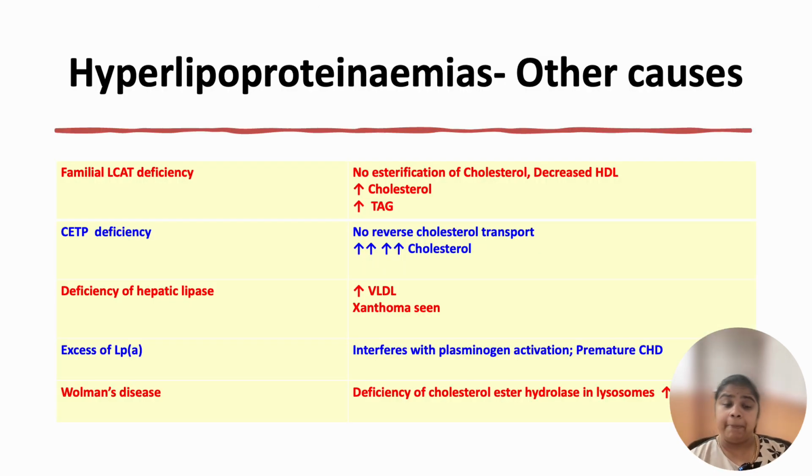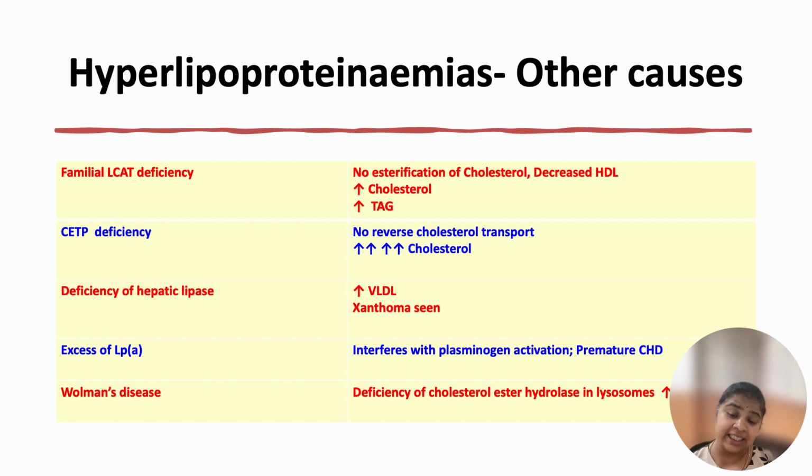Other hyperlipoproteinemias, if there is LCAT deficiency, lecithin cholesterol acyltransferase. So, this enzyme is present in HDL and is required for reverse transport of cholesterol. So, if this is decreased, the reverse transport is affected. So, there will be increased cholesterol levels, leads to atherosclerosis.